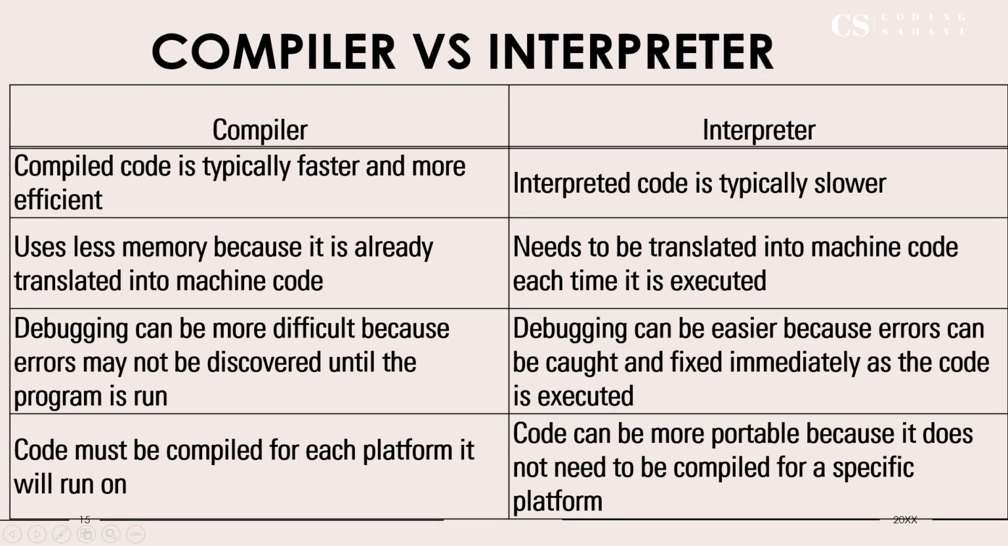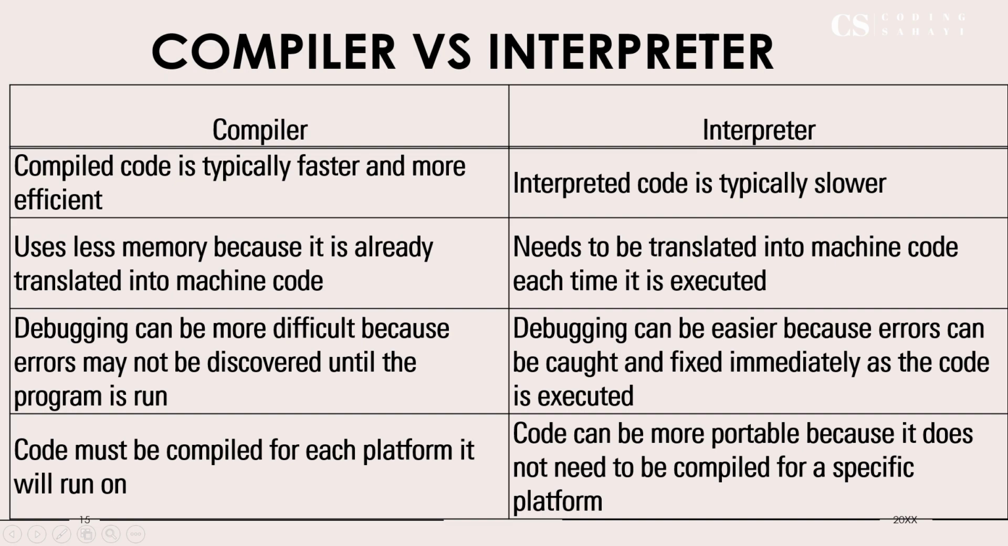As I said, the compiler compiles the entire program in one go. So it is faster compared to an interpreter and more efficient also. Then it is using less memory because it is already translated, but in the case of an interpreter, every time it is interpreting, so it requires more memory.